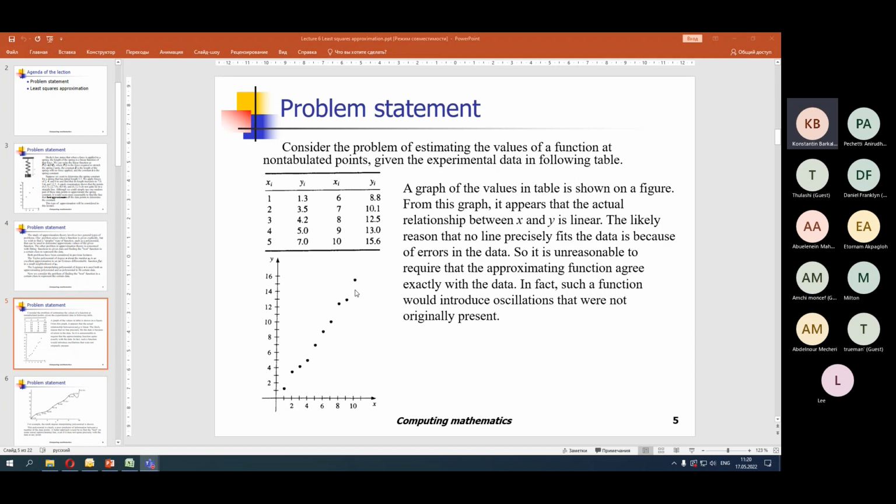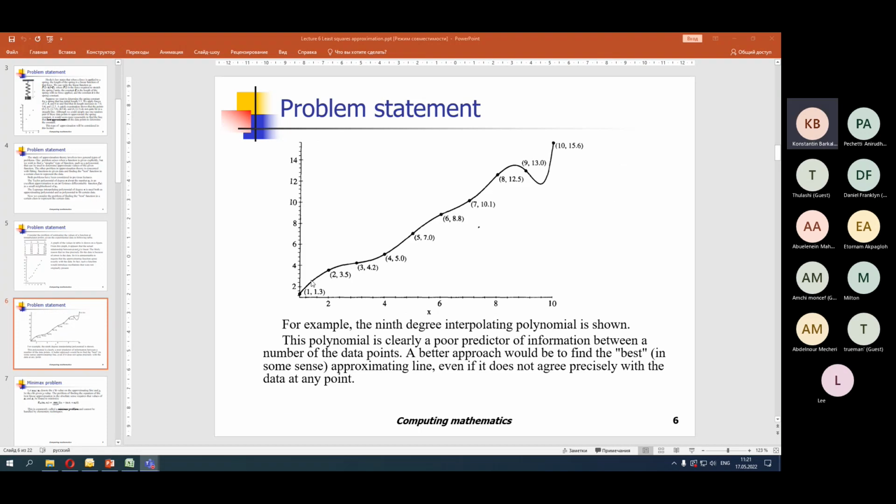And usually it is unreasonable to require that the approximating function agree exactly with the data. It means that it's not very good that the approximating function passes exactly through each point. In fact, such a function would introduce oscillations that were not originally present.